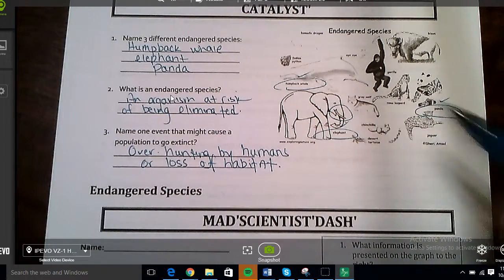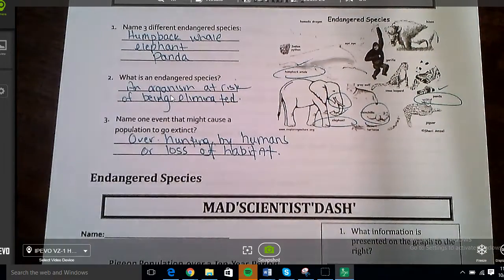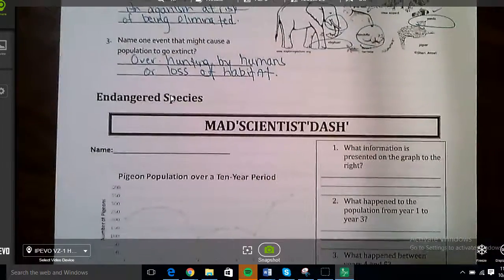Or if we're hunting animals for their fur, like the chinchilla, which was a big thing in the 90s when I was in middle school. Never mind.